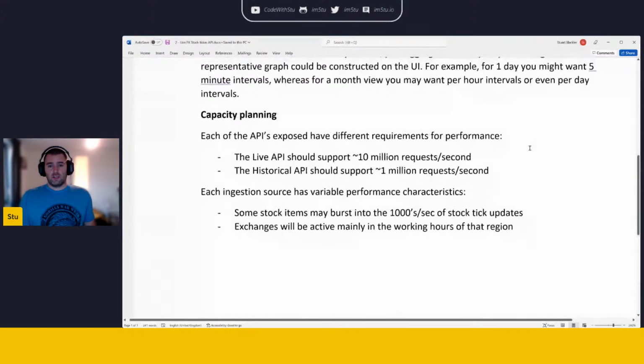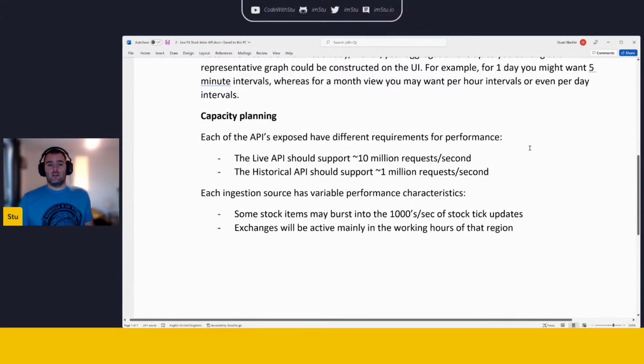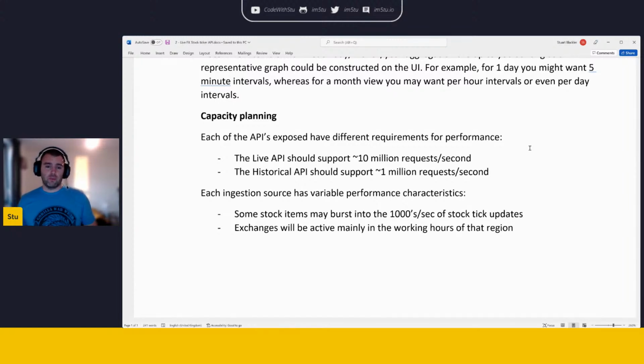So the last bit of this task is that each of the APIs exposed have different requirements for performance. The live API should be able to support about 10 million requests a second. The historical API, about 1 million requests per second. Remember, based on the earlier bits of our brief, this is going to be a multi-region design, so we can assume that a lot of this traffic is going to be spread out across the globe.